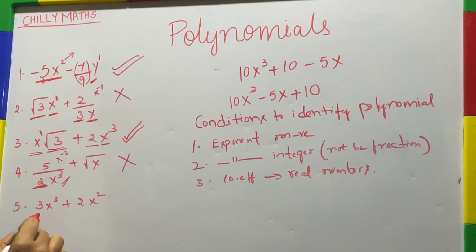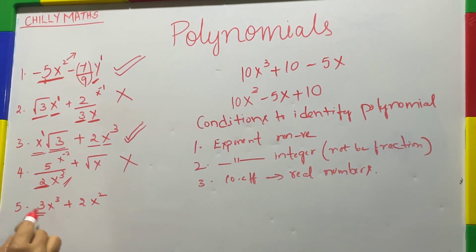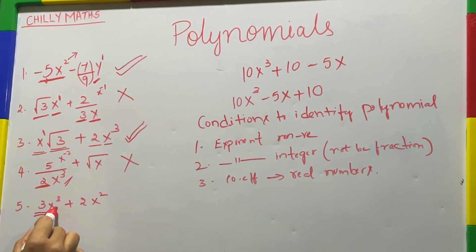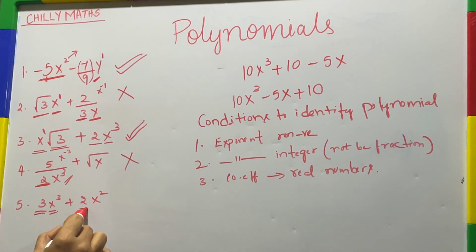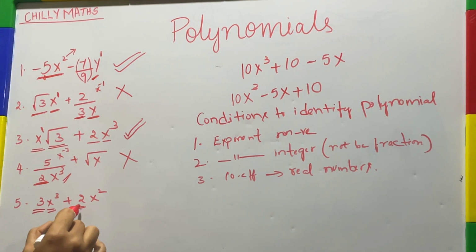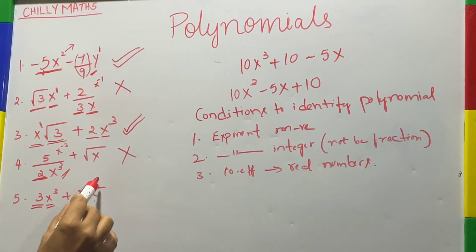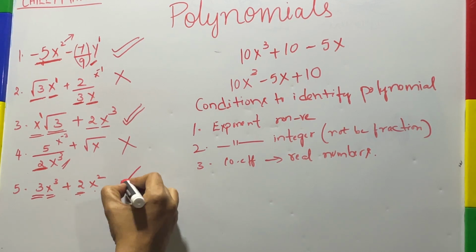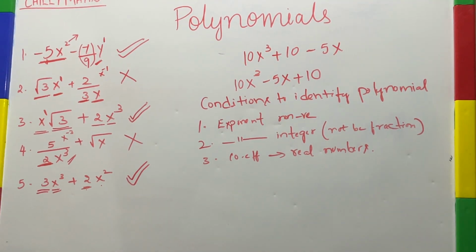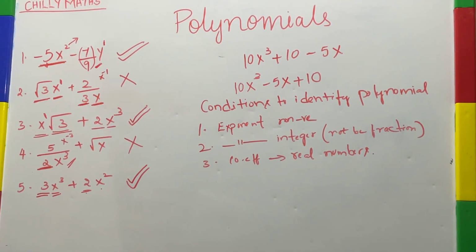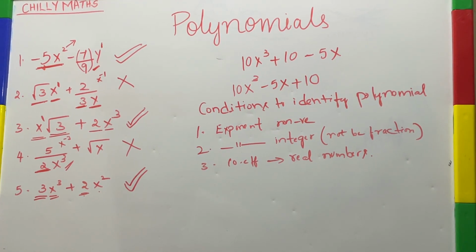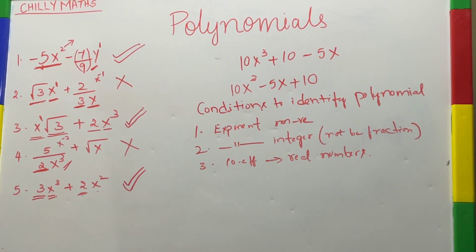Coming to the fifth expression, it has a real coefficient and a variable with a positive integer exponent. So this satisfies. Again here in the second term, this is a real coefficient with a variable having a positive integer as an exponent. So this is a polynomial. With this, I hope you have understood the basics of polynomials and how to identify whether the given expression is a polynomial or not.